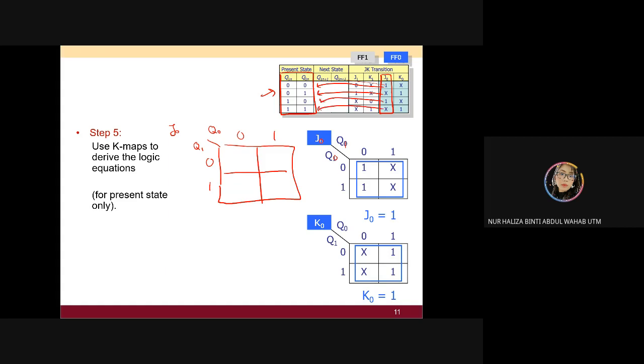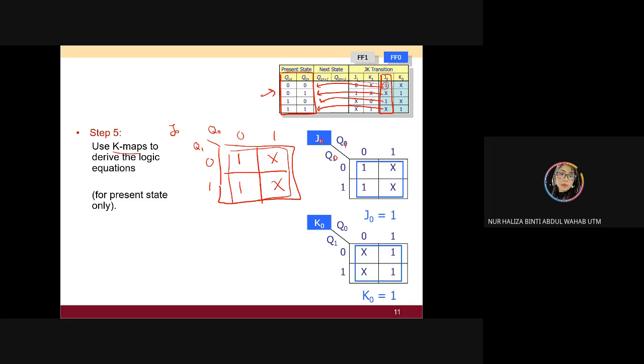Referring to this, if you have 0, 0, you have 0 and 0, you're going to get 1. If you have 0, 1, 0, and then you have 1, you have X. For this part, 1, 0 will be 1 and X will be X here. So using your K-maps, you're going to group.